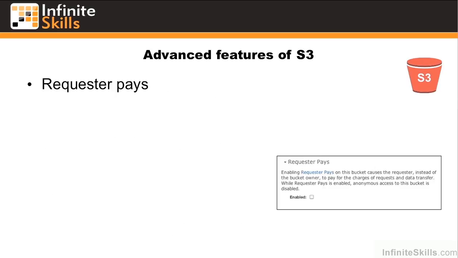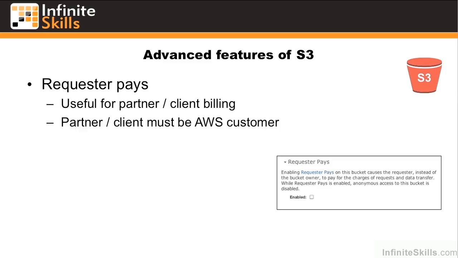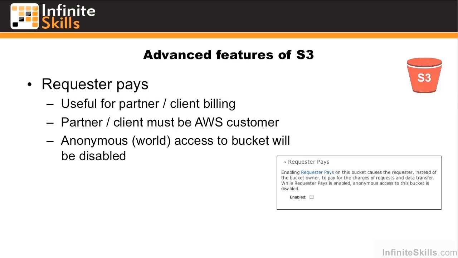Another feature of S3, requester pays, can be very useful for partner and client billing. The partner or client has to be an AWS customer, and the anonymous or world access to the bucket will be disabled. If you do have content that you want to share with the partner and you want to have them pay directly for the storage and the transfer, you can use requester pays to enable that. It can be turned off later.